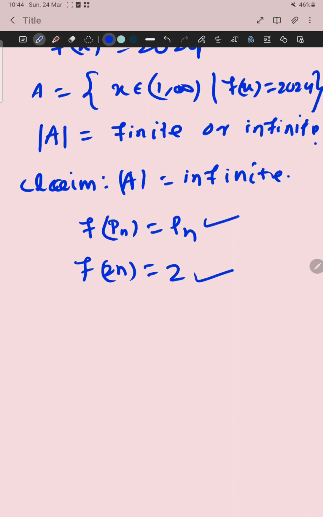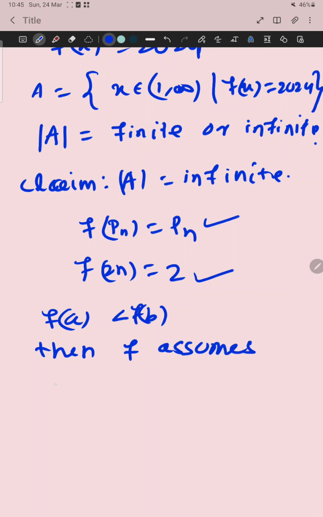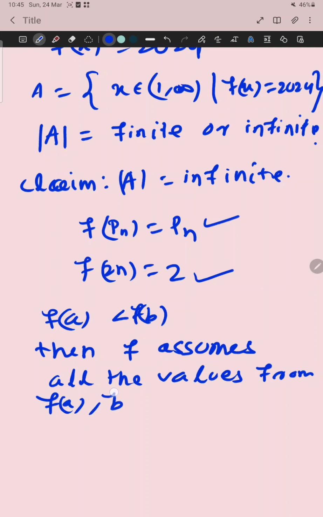Okay, these two properties will help us, combined with a very interesting and celebrated property of continuous functions. What is that? That is the intermediate value theorem. What does the intermediate value theorem say? If f of A is less than f of B, then f assumes all the values from f of A to f of B. f assumes all the values in between f of A and f of B.